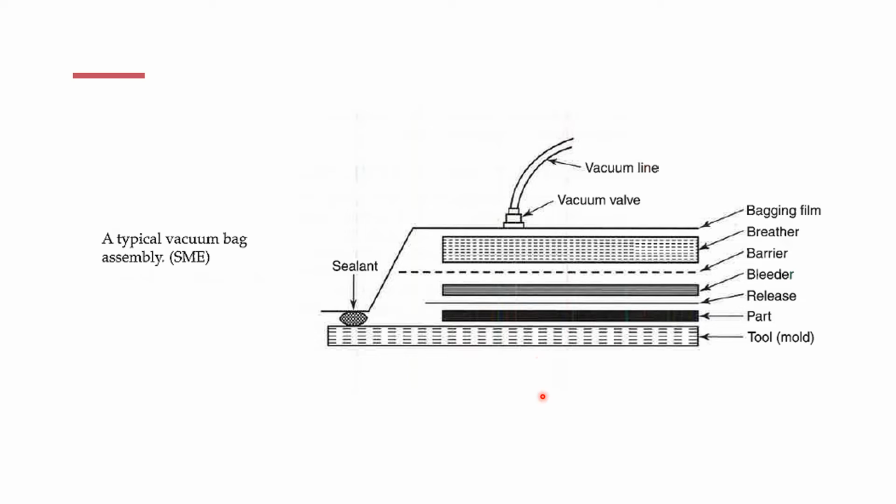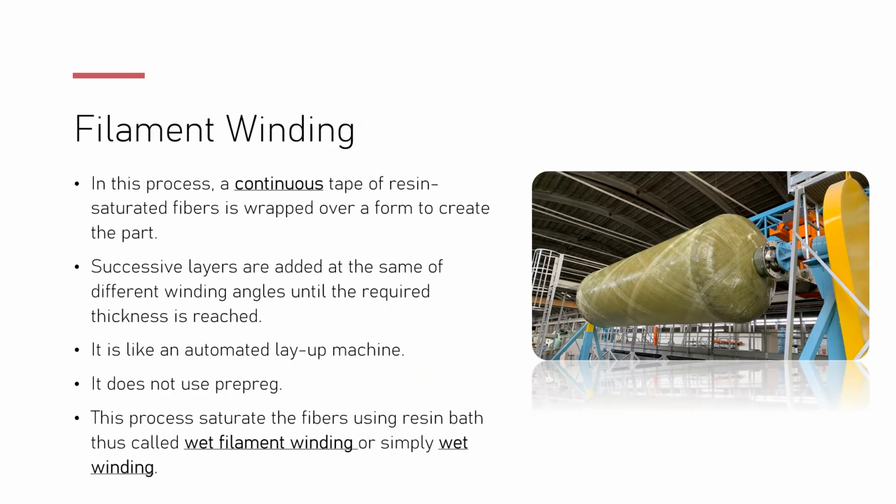Here is a textbook diagram, and this is just a typical vacuum bag assembly, like what I showed you with the cartoon picture. That's your vacuum line, the vacuum valve is right here, and your sealant is right here. Here is your bagging film, your breather, your barrier, your bleeder, your release, your part, and your tool. That's the mold right there, and you're molding according to that and pressing all your volatiles out.